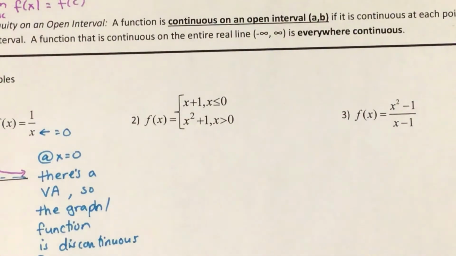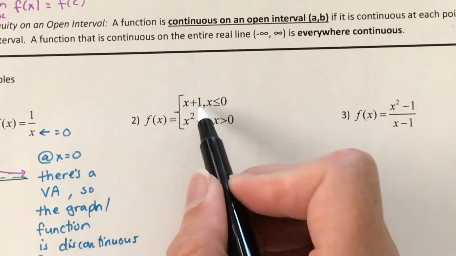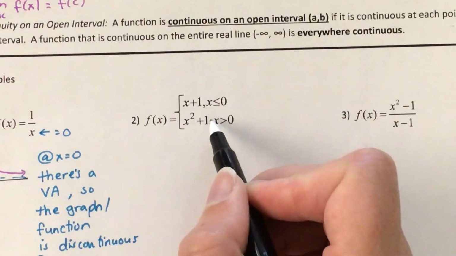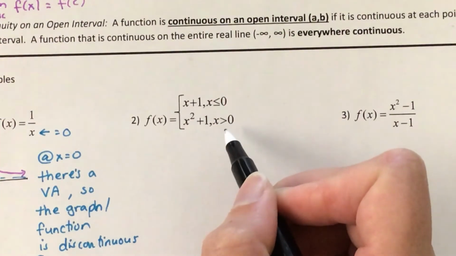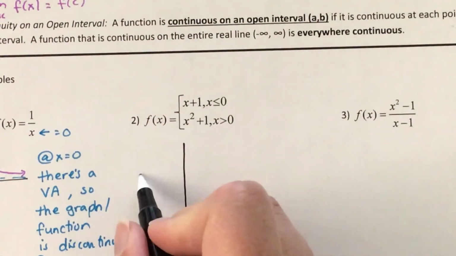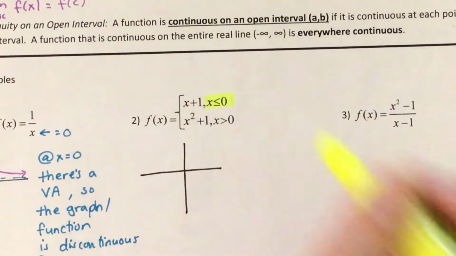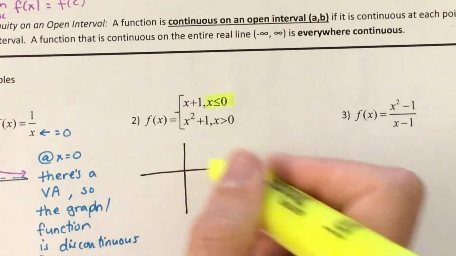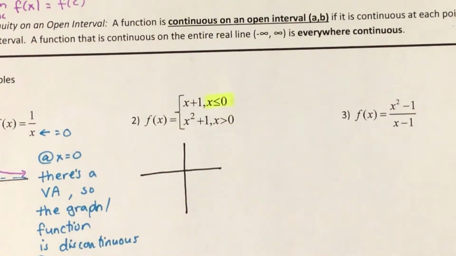Second one, this is a piecewise function. We talked about a minute ago that lines and parabolas are continuous everywhere on their domain. Now, this is a piecewise function, so there's kind of two parts to the domain. Our first part to the domain up here is x is less than or equal to 0. So that's going to be everything to the left of the y-axis.